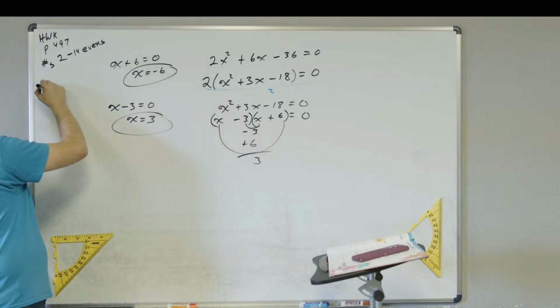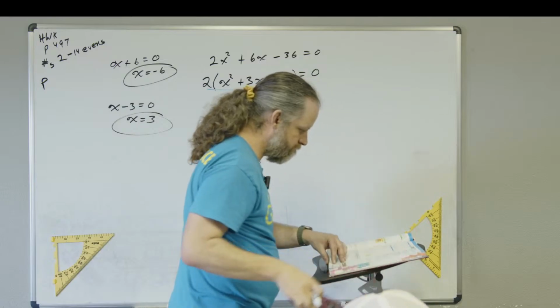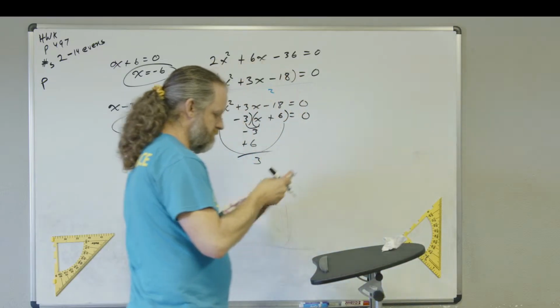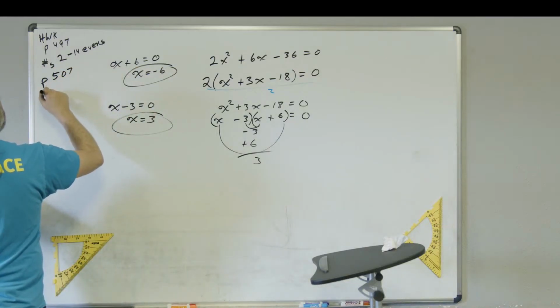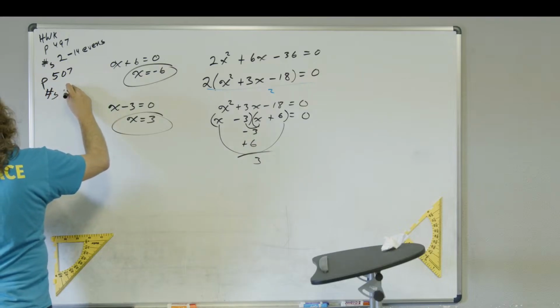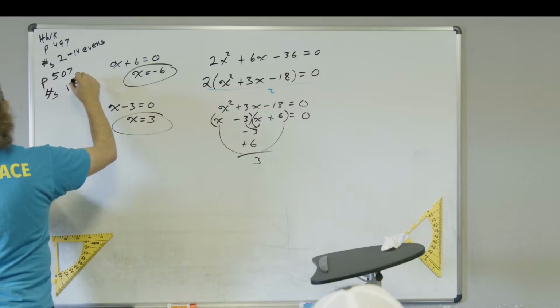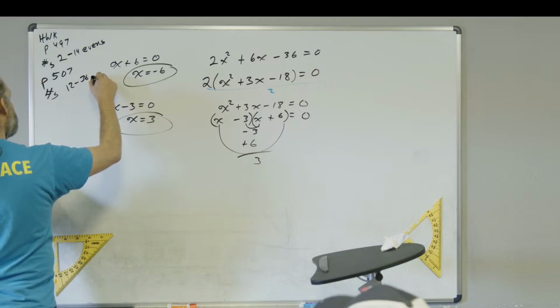Second homework set, page 507. Numbers 12 through 36 evens.